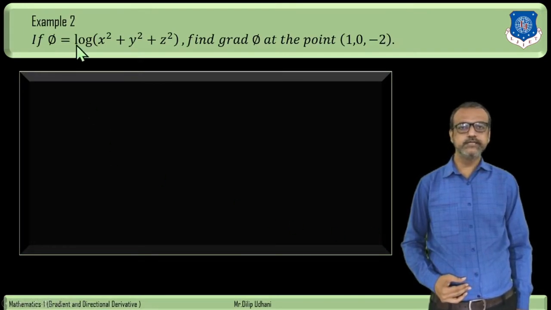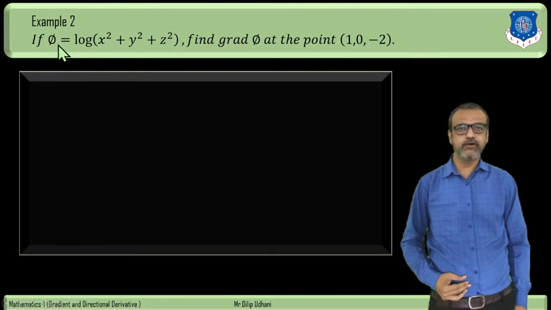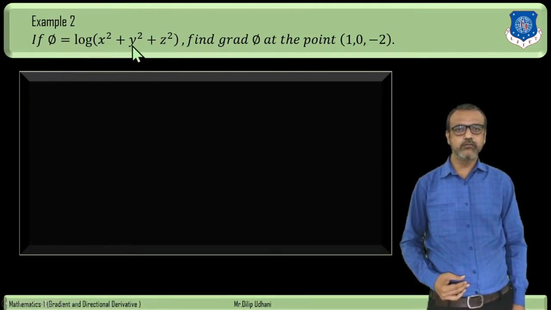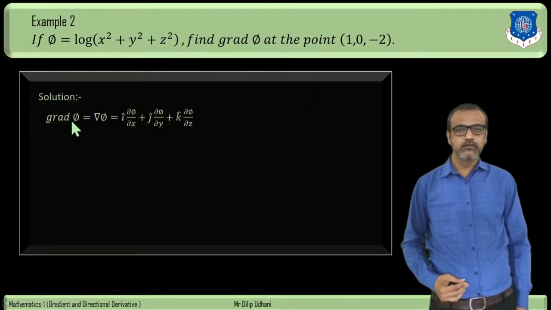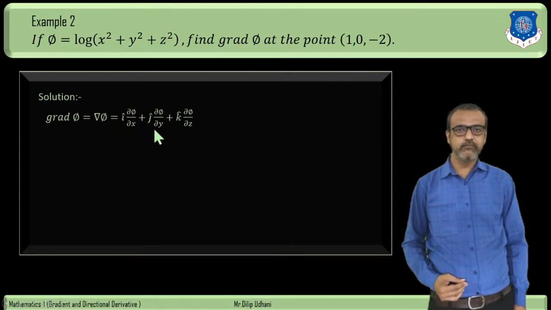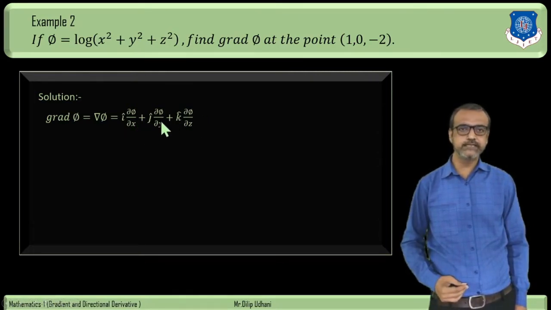Now we will see example number 2 related to this topic, that is if phi equals to logarithm of x square plus y square plus z square, then we have to find out grad phi at the point 1, 0, minus 2. So grad phi that is equals to nabla phi and that is equals to i del phi by del x plus j del phi by del y plus k del phi by del z. So first of all we will find out del phi by del x, then after del phi by del y and finally del phi by del z.